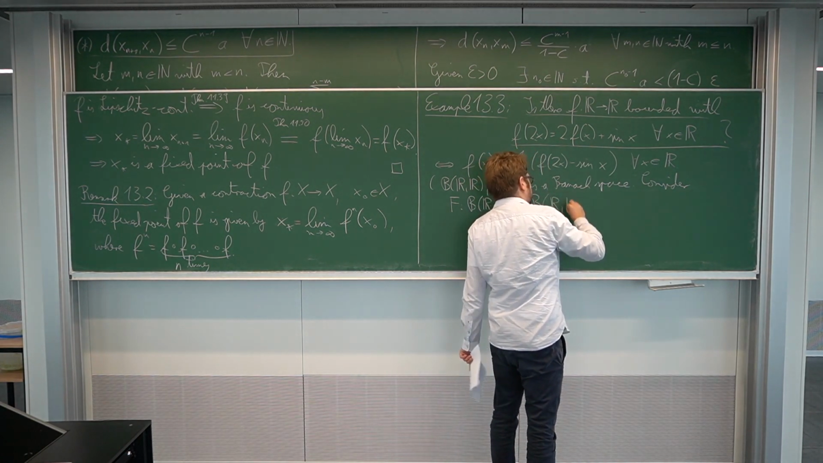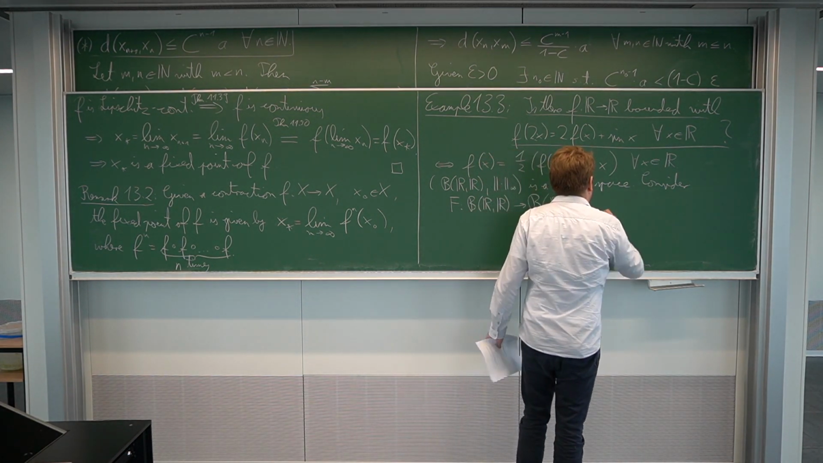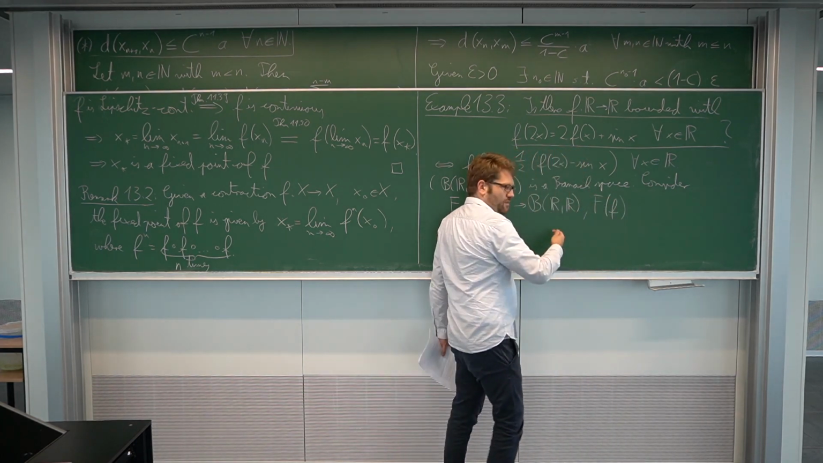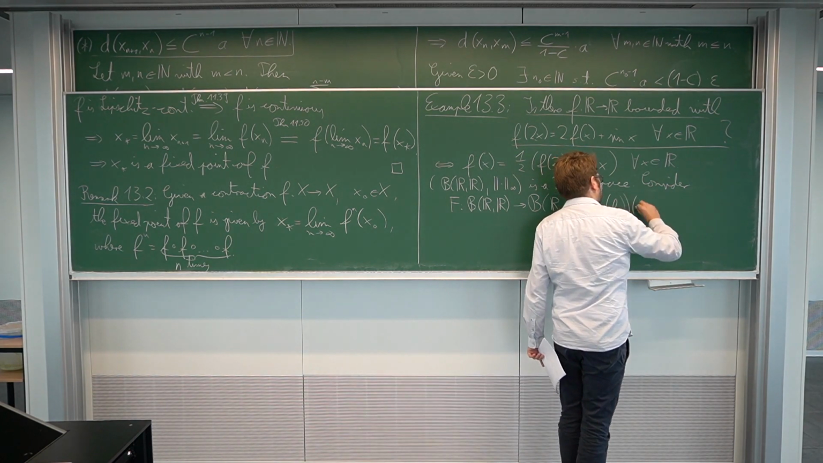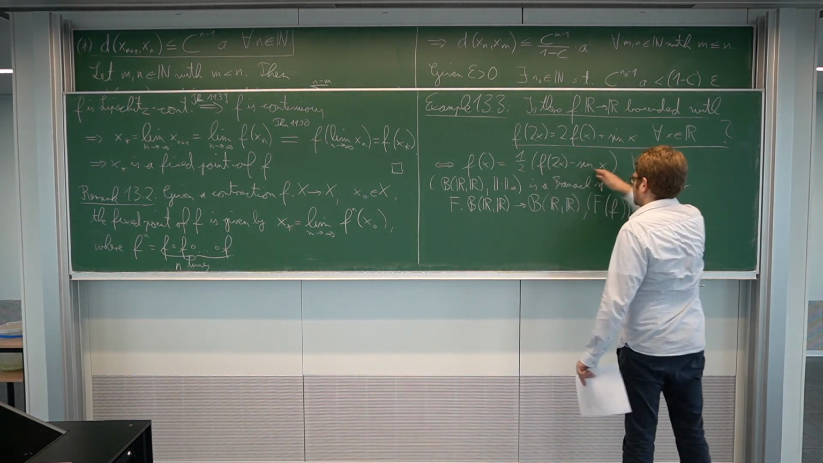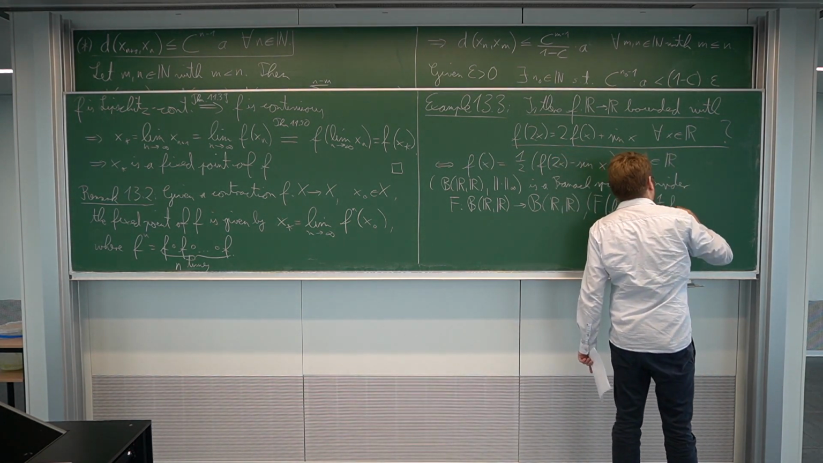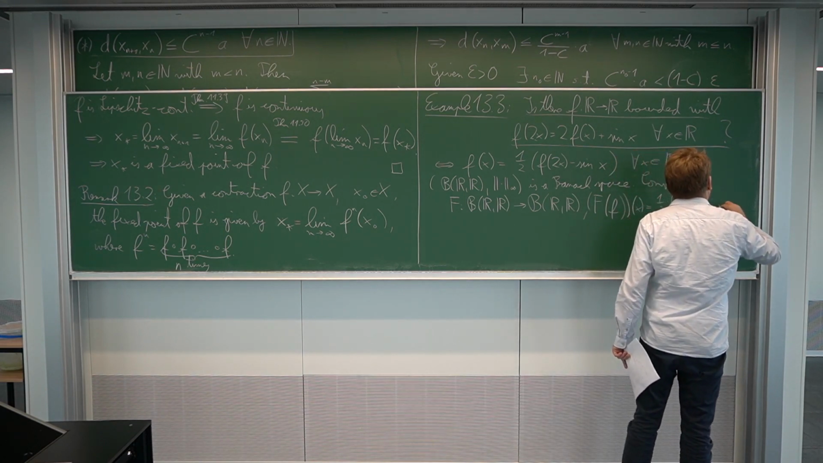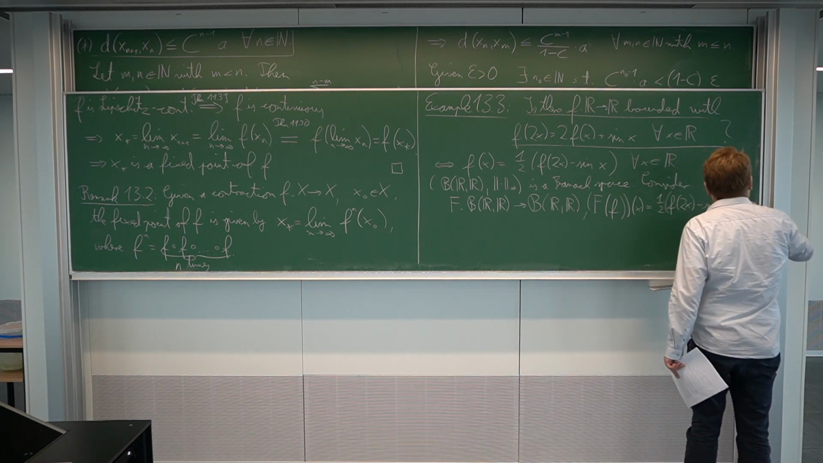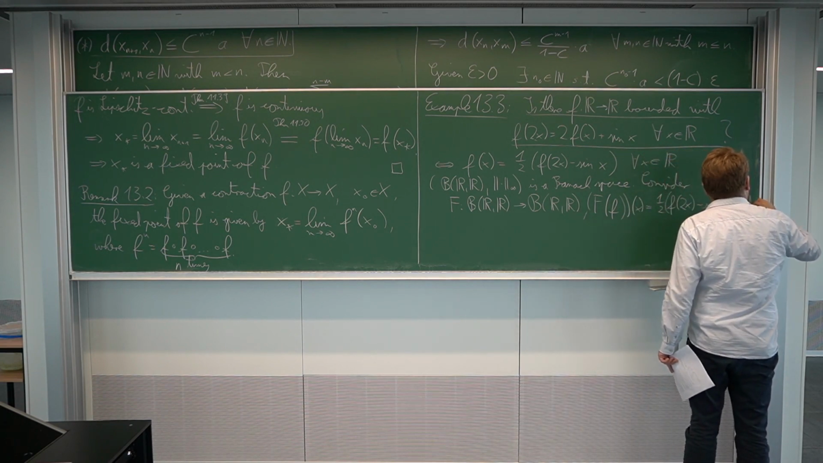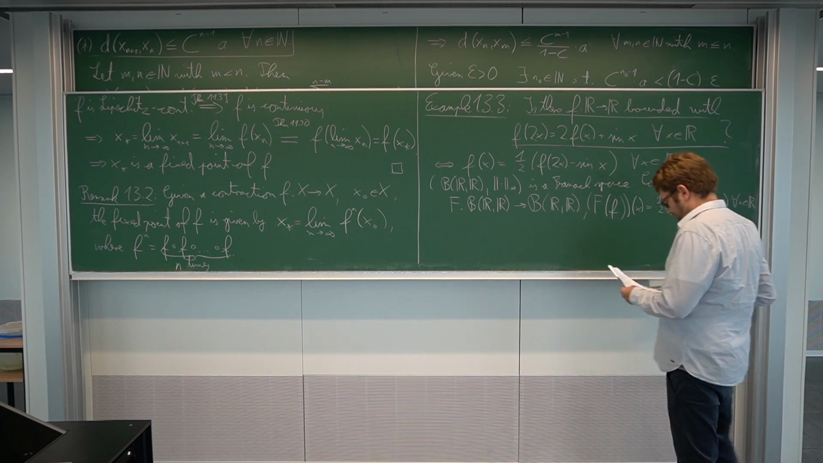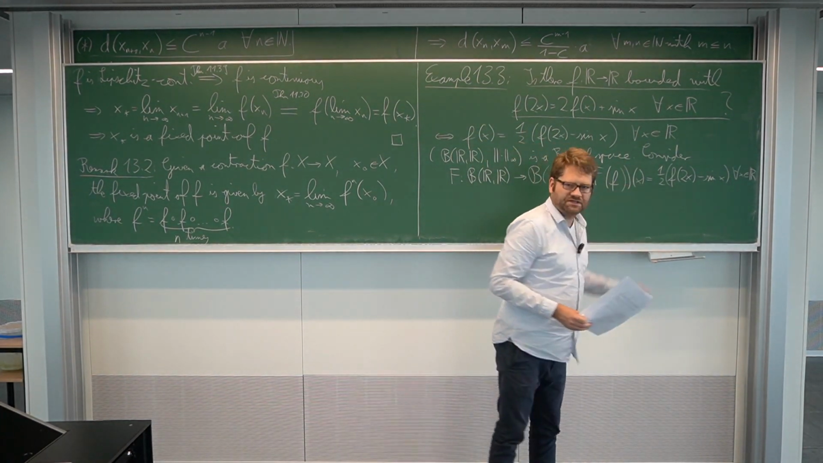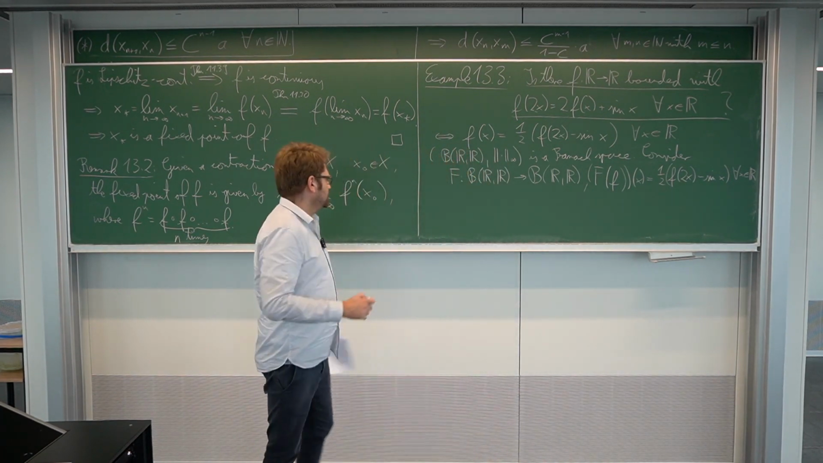So let's consider this map capital F, which is given, for a map f, by a function from R to R, and we want to define this for every x as just the right-hand side of this: F(f)(x) = 1/2 f(2x) - sin x, for all x in R. Okay, so this is the definition of capital F.